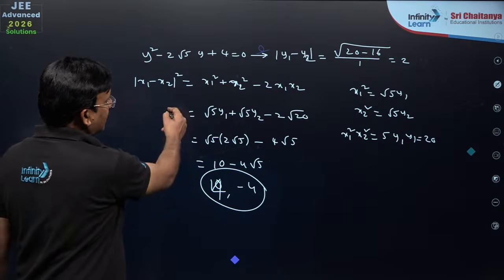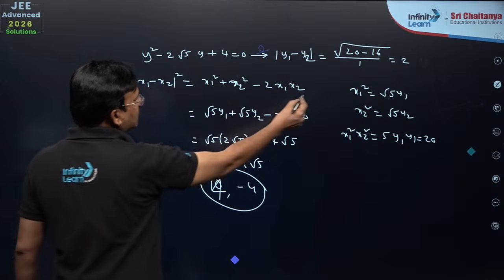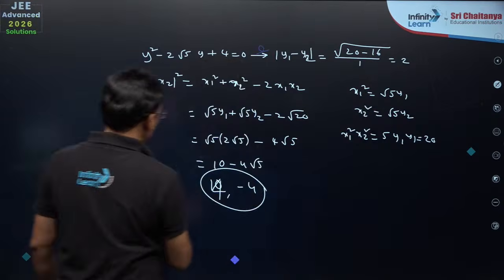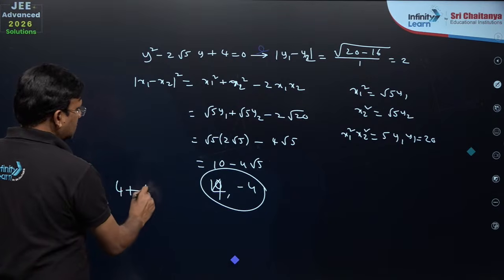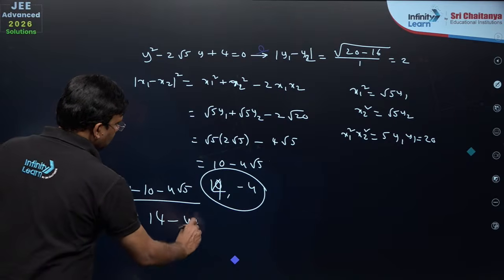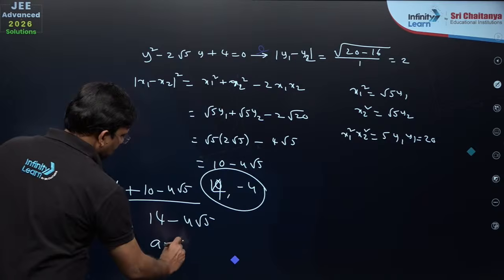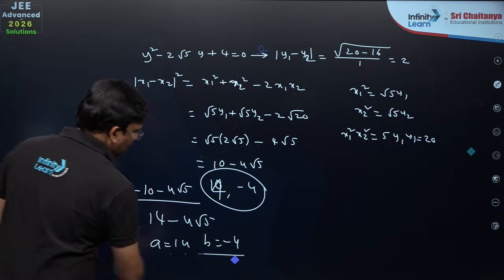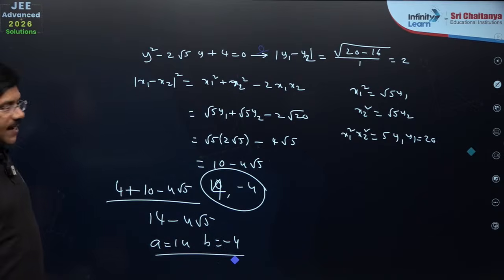So, this is only x1 minus x2 whole square, right? Distance means y1 minus y2 whole square, 4 plus its square, 10 minus 4 root 5 will give you 14 minus 4 root 5. So, A is 14, B is minus 4, A minus B will become 18.